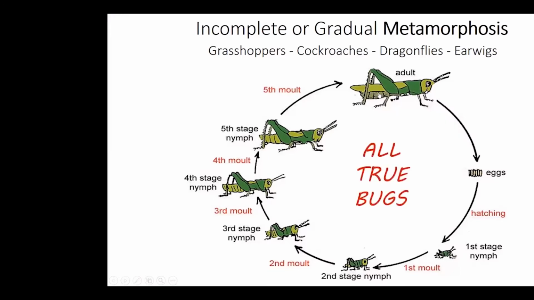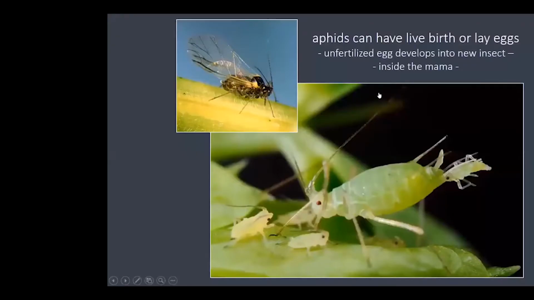When I say true bugs, that could be an aphid. An aphid is an example of a true bug, and we'll be talking about that as well. Aphids are unique in that they undergo parthenogenesis. I can only imagine if humans underwent this, but they can develop into a new insect without fertilizing an egg.